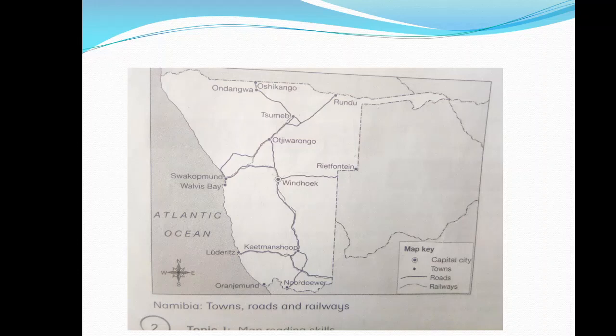So if there is no map key, you would not know what the symbols are. You would just see that these are just lines and dotted lines, but you don't know that they represent towns, roads, or railways.